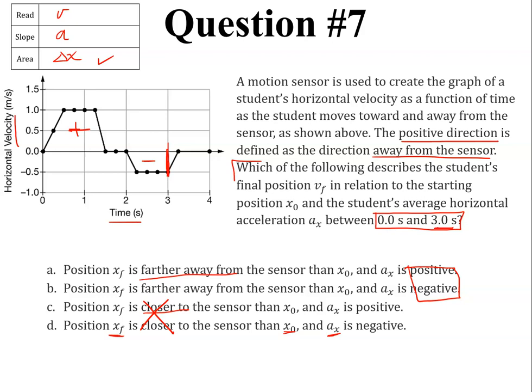The next question is about acceleration. And if you look at this graph, the slopes are all over the place. The acceleration is not constant. So we have to look at the average acceleration, which means we're just looking at the final velocity and the initial velocity. So if I draw that line, that's going to give me the slope that would give me the average acceleration. And overall, that is a negative slope, meaning the correct answer is B.